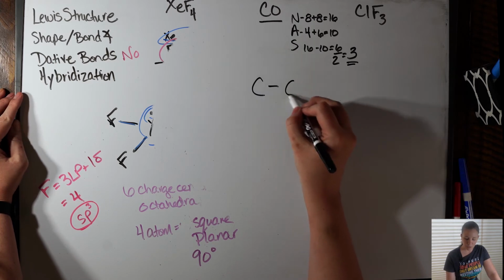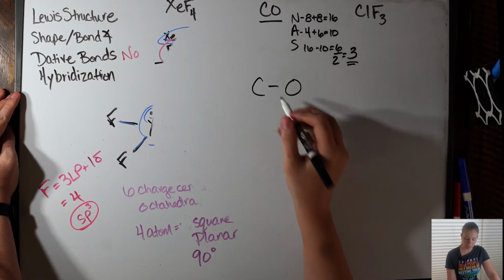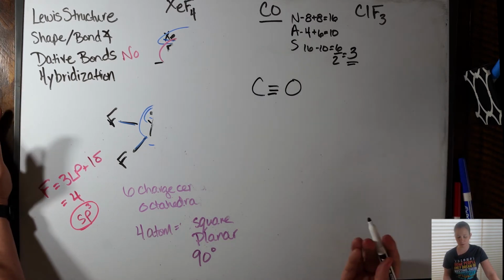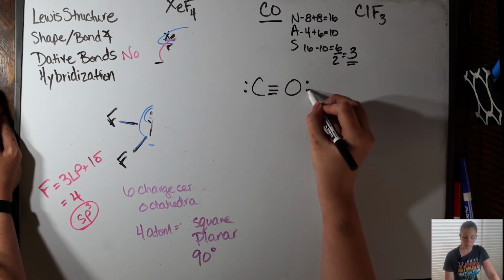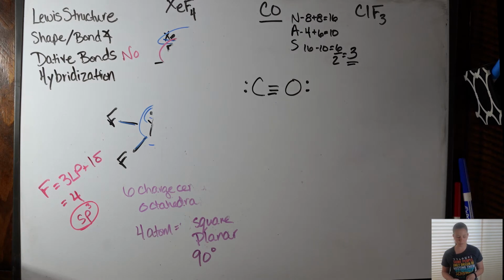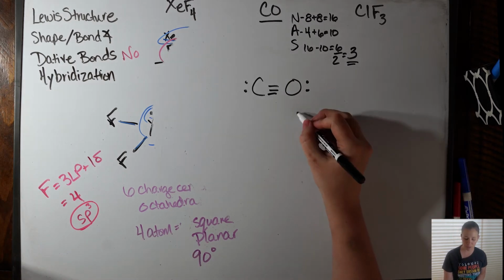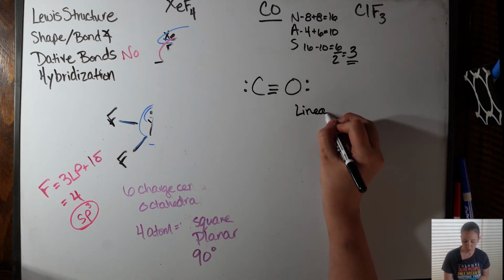So I'm going to sketch my carbon attached to oxygen and give it a triple bond, because that molecule has to have 3 bonds. And then to complete the octet, we'll put 1 lone pair on either side. So this shape, of course, is linear. What else would it be?